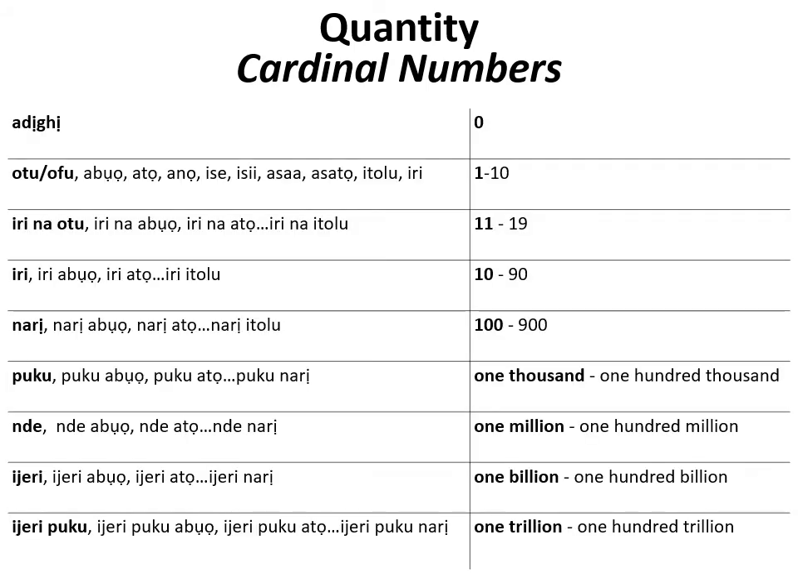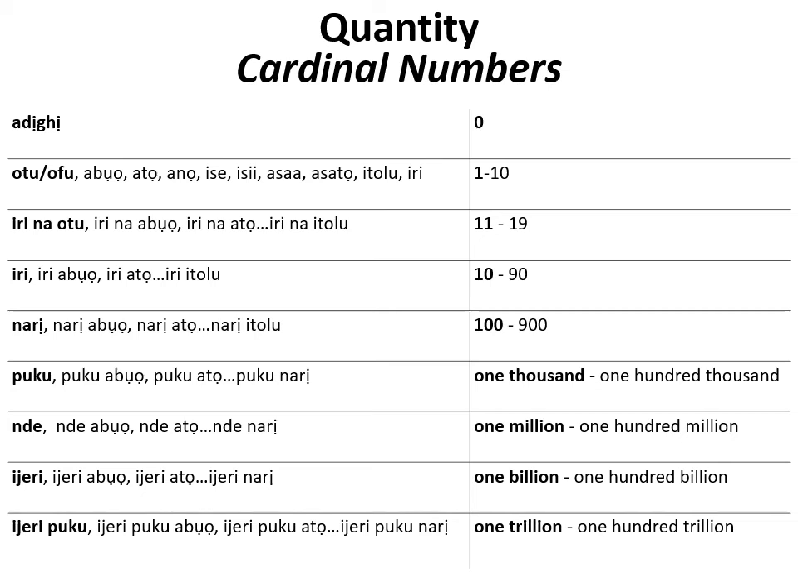So we have 0, which is adeye. And then we have 1 through 10, otu, ofu, both mean 1. Then abuo, ato, ano, ise, isi, asa, asato, and itolu.